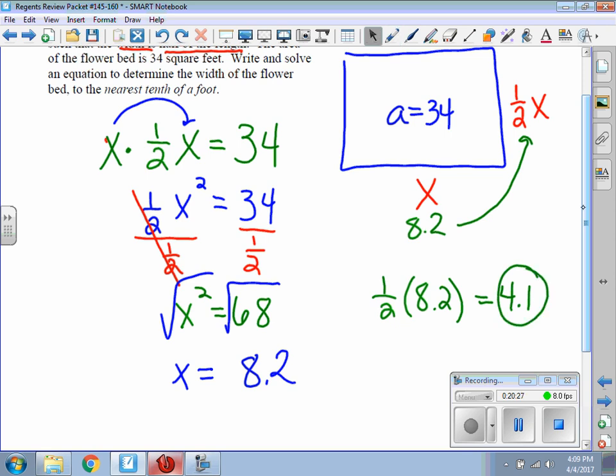Remember, there are also the positive and negative answers for 8.2, but does it really make sense to have a length of a side of a rectangle as negative 8.2? No, I wouldn't even bother worrying about that. It's a positive number, so just write the positive answer there.